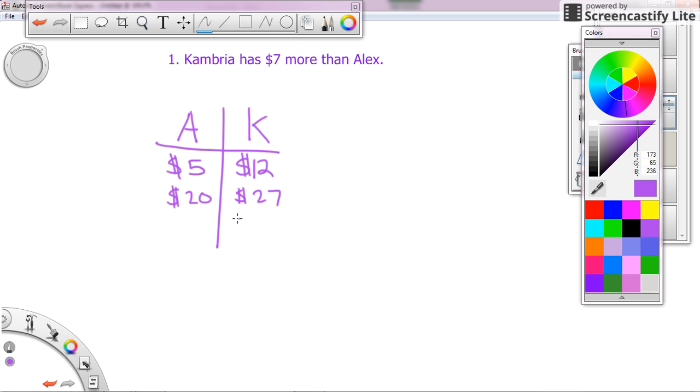Now let's say, what if Cambria had $13? What would that mean? Well, I think you can see the pattern here that this left column is always going to be 7 less than the right column. So let's go ahead and take 7 off of 13 and we will get $6. So this is giving us a relationship between two things that we don't know. I don't know how much Alex has and I don't know how much Cambria has. But when we do find out how much one of them has, we can solve for the other person's amount of money.